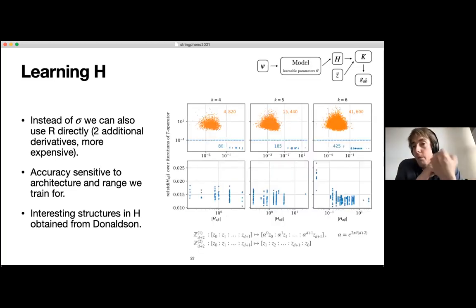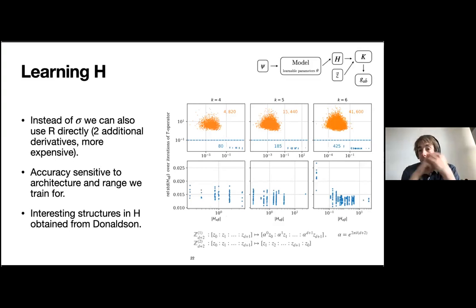Another thing, you can play with these structures, with these matrices, and in particular, you can also play with the Donaldson algorithm. As an exploratory tool, that's quite interesting because you can also see structures appearing in the components of these matrices.